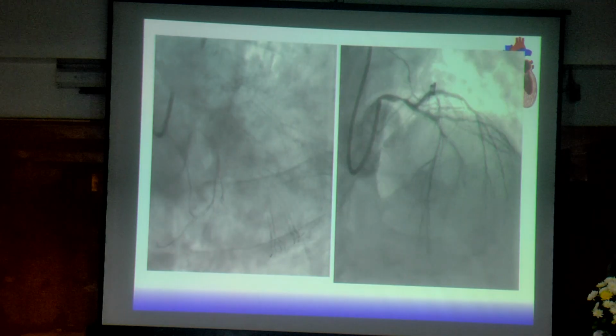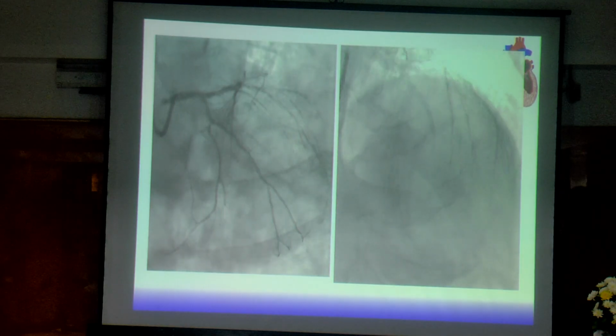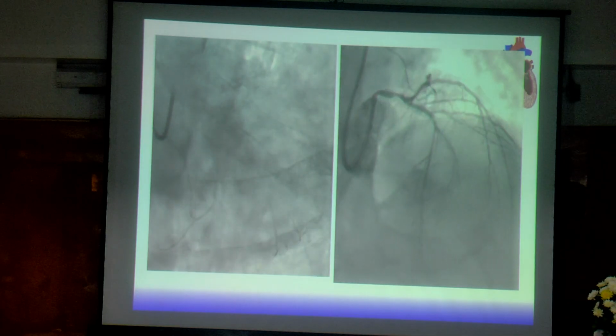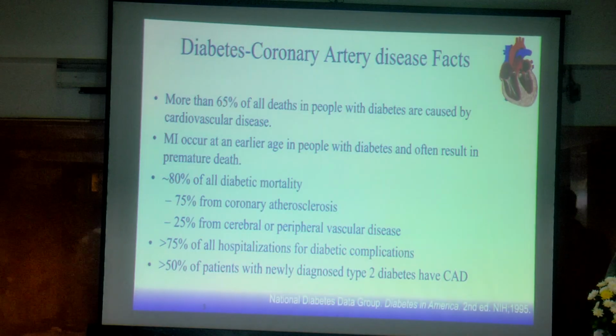Now, as his duration of heart failure advances, he starts developing symptoms also. So how you have to find out early, this is the most important thing. We know that 65% of all deaths in people with diabetes are related to cardiovascular disease. It's very huge, and acute heart attacks, MI, occur very often at a young age, resulting in premature death. Diabetes mortality is up to 80% related to coronary disease, 75% from coronary atherosclerosis, and 25% from peripheral vascular disease. And more than 75% of hospitalizations for diabetic patients are due to heart disease. So it's a huge magnitude we are dealing with.